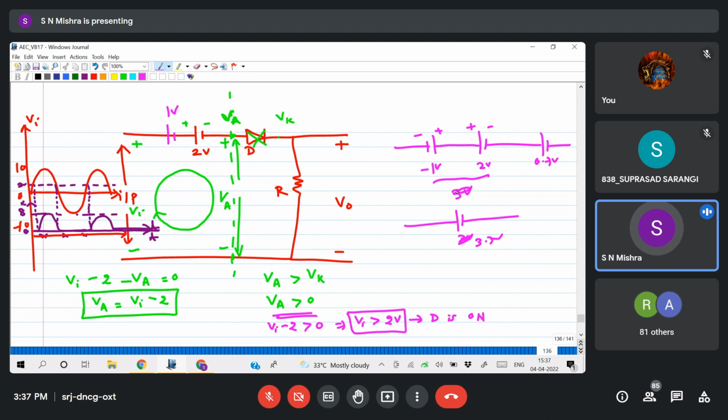So effectively how much voltage I'll get? Plus 2 minus 1. 1 volt. This will be 1 volt.